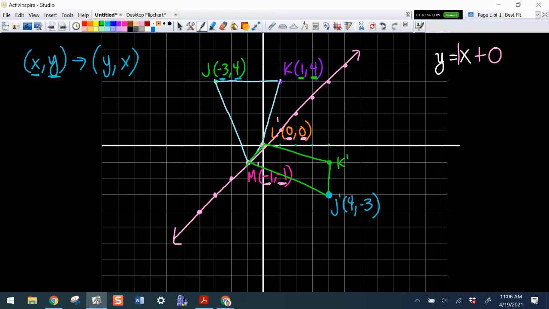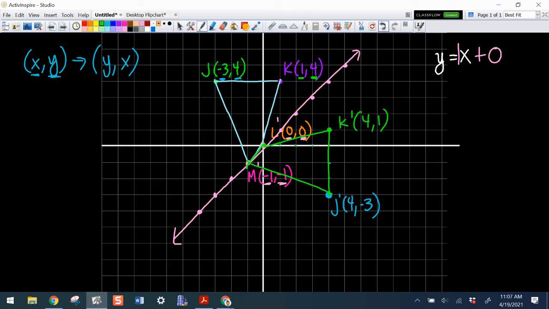That looks a little off. Let me make sure that I actually did my counting correctly. Oh, I see what I did. I did 4, -1 for K and K prime, and some of you are probably freaking out. It should be 4, 1, which should actually be right up here. That makes more sense. There we go. Much better.